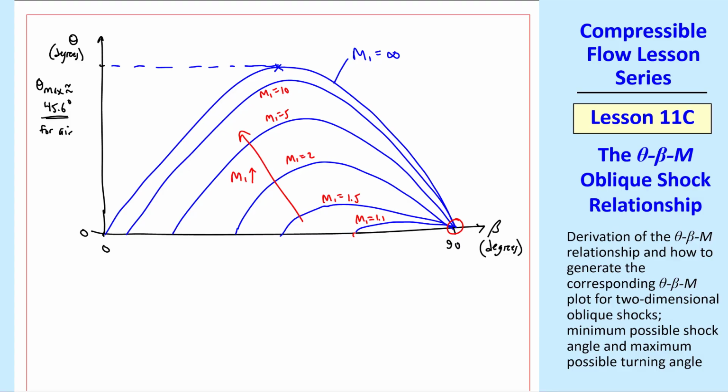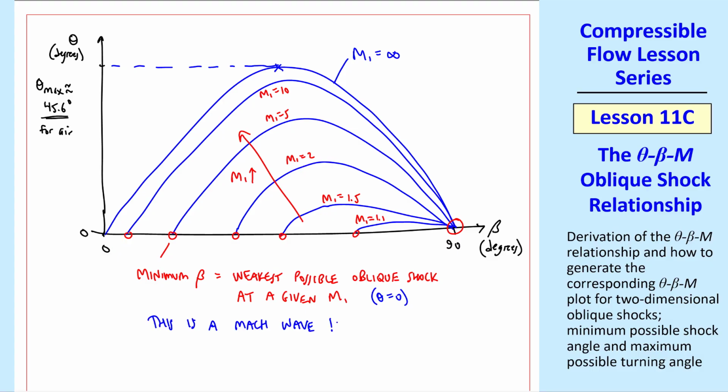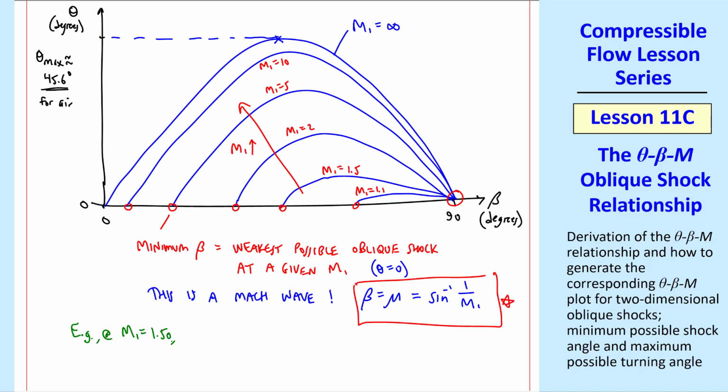So each Mach number also has a unique minimum beta. The minimum beta represents the weakest possible oblique shock at a given Mach number M1. It's where theta equals 0, as we see here. Well, this is a Mach wave, where beta equals mu, the Mach wave angle, which is the arcsine of 1 over M1. For example, at Mach number 1.50, mu equals 41.8 degrees. So that would be this location here. Keep in mind that this plot is for air. It would look similar, but with different values and slightly different shapes for other gases.